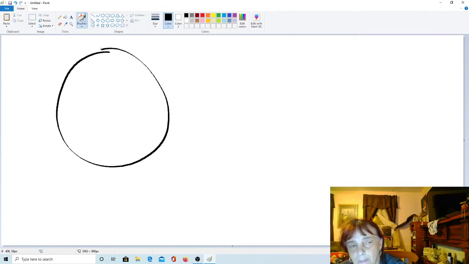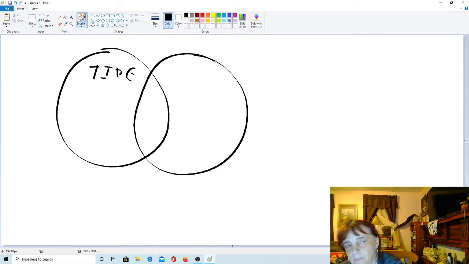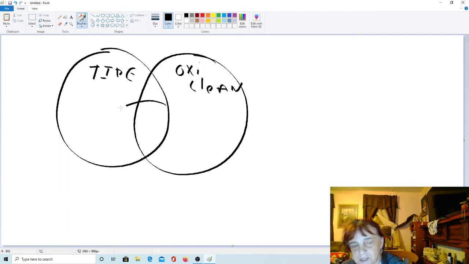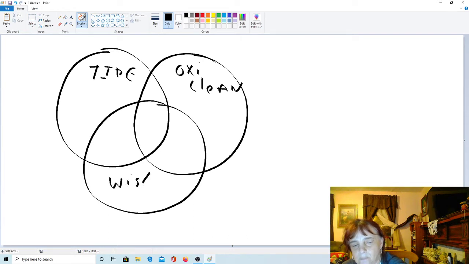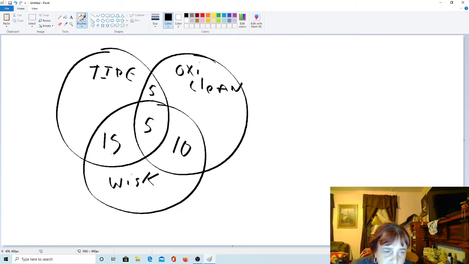Okay, here's Tide, OxiClean, and Whisk. Now 5 use all 3, so that goes in the very center. 10 use Tide and OxiClean, so 10 minus 5 is 5. 15 use Whisk and OxiClean, so 15 minus 5 is 10. 20 use Whisk and Tide, so that would be 15.